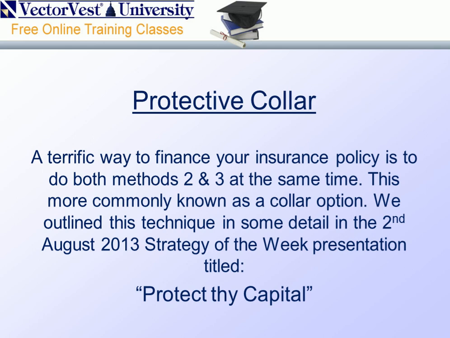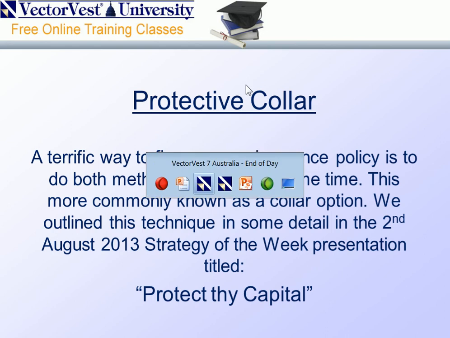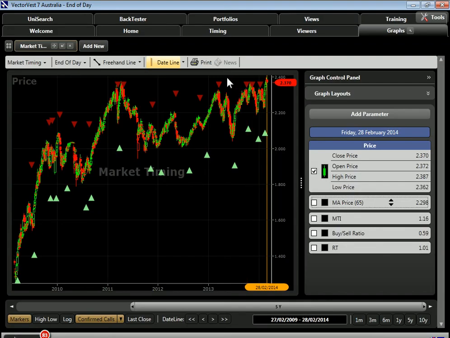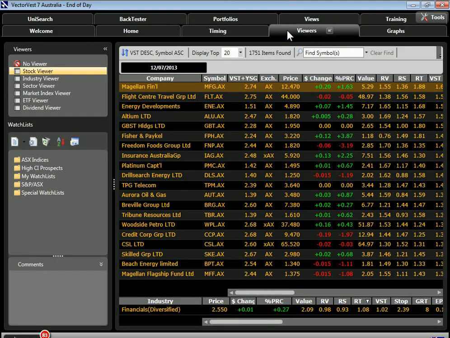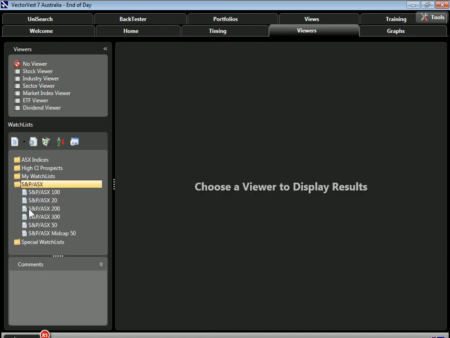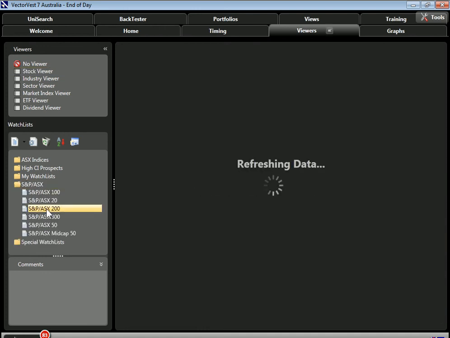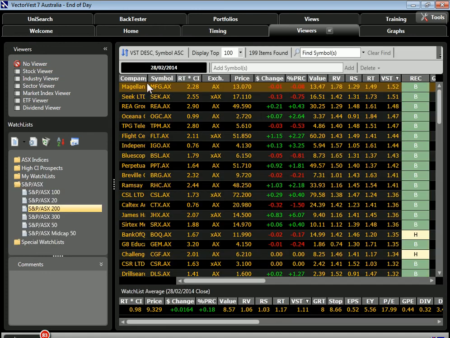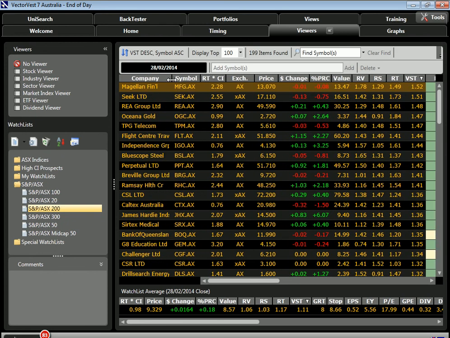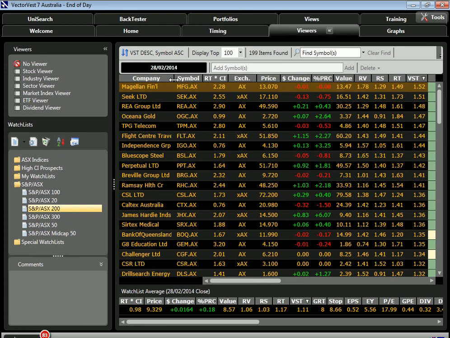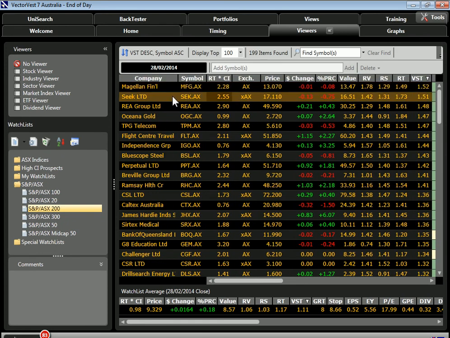So I'm going to move right back over into VectorVest. And what I'm going to do now is just move right into the Viewers tab. I'm going to go down to the S&P ASX 200 watch list. And we're just going to take a look at the very first optionable stock that's got some value to it. That's going to be Seek Limited. Oh boy, I hope some of you have had the pleasure of owning this little company, as it's had a terrific explosion lately.